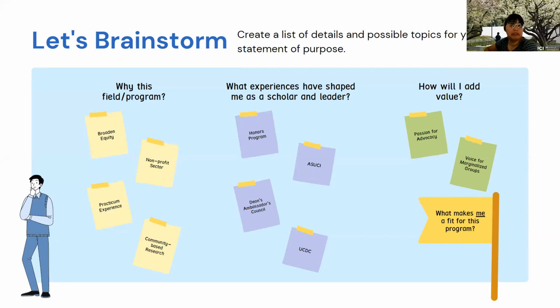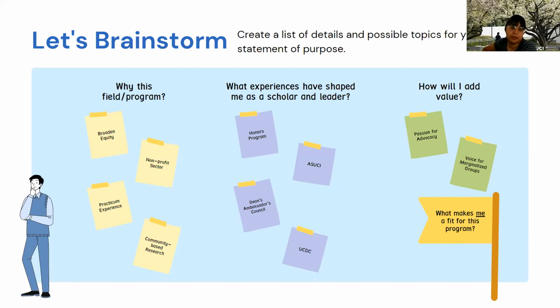Maybe you previously interned for the US Department of Education in Washington, DC through UCDC, or you've held leadership positions through various clubs and organizations like Dean's Ambassadors Council or ASUCI. So all very much prime examples that you're most likely going to want to integrate into your statement of purpose. And then the last question is, how will I add value? So what will you contribute to this program?